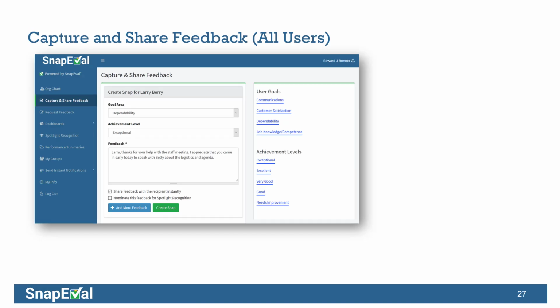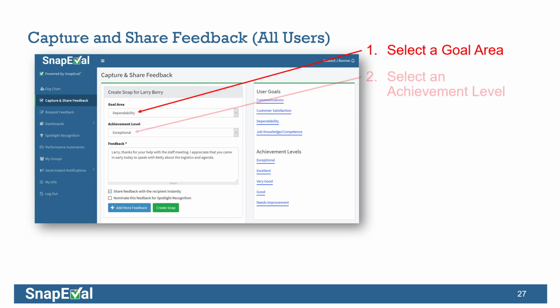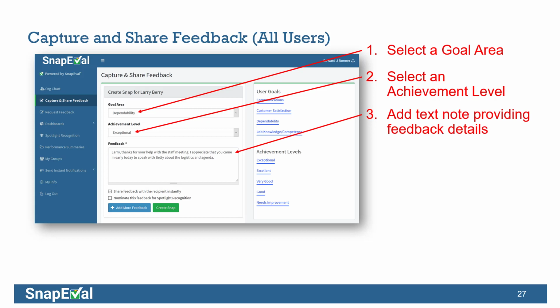Whichever method you choose, it's going to take you to a page similar to this for the individual that you're going to give a snap to. In this case, we're going to give a snap to Larry Berry. You'll start by selecting a goal area. In this case, we've selected dependability. All of the available goal areas for this individual are listed on the right-hand side. Next, we'll select an achievement level for this snap. Again, all of the available achievement levels are also listed on the right-hand side. Next, we'll add a text note that provides details about the feedback.